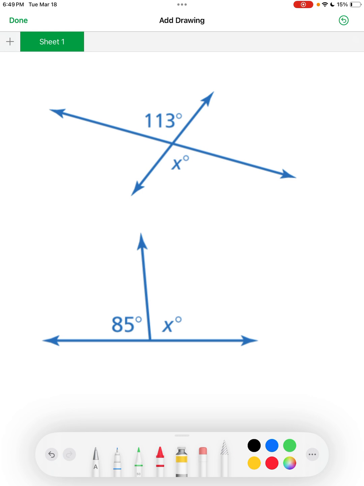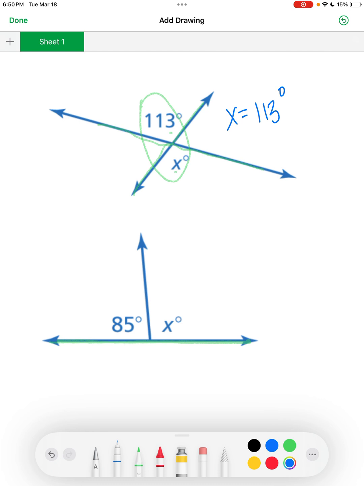Anyways, okay, so we're going to build on what we were talking about yesterday. We're going to find missing angle measurements. And when we first take a look at this first one, I hope in your head you're going, oh, those are vertical angles. And I know that vertical angles are congruent, meaning that if I take a look at these two angles right here, I know that they're going to be the same side because they are pointing towards each other, and I also know that this is going to be obtuse. So this one's fairly easy. I just have to know that they are vertical angles, and the measure of angle X is going to be 113 degrees.